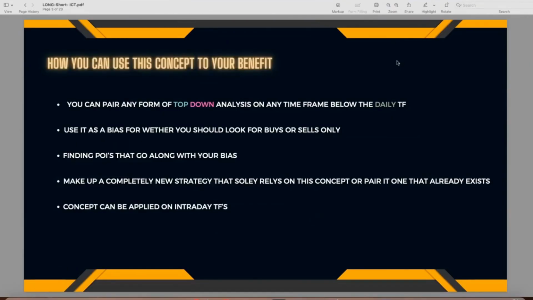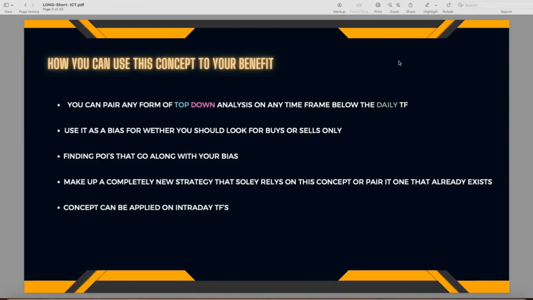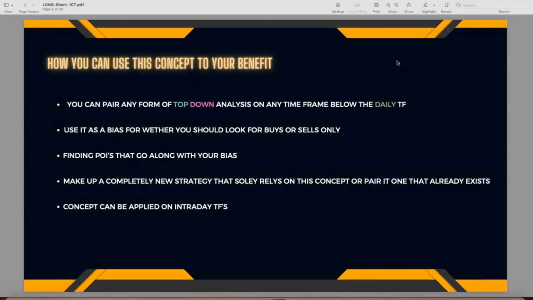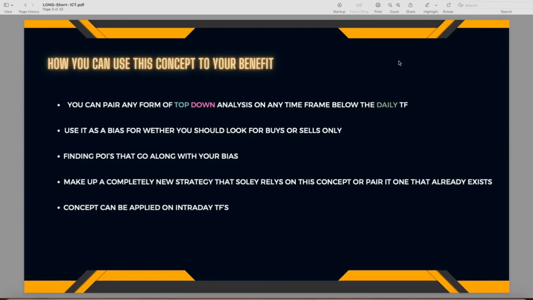How can you use this concept to your benefit? You can pair any form of top-down analysis on any time frame below the daily time frame. So if there's a form of analysis that you have that doesn't involve the daily time frame, you can pair it with this type of concept, and hopefully it can give you an overall better bias for whether you should go long or short for the day. Secondly, you can use it as a bias for whether you should look for buys or sells only. So if you don't have any other form of analysis, you can use this concept as your one and only source to find out what you should be doing for the day.